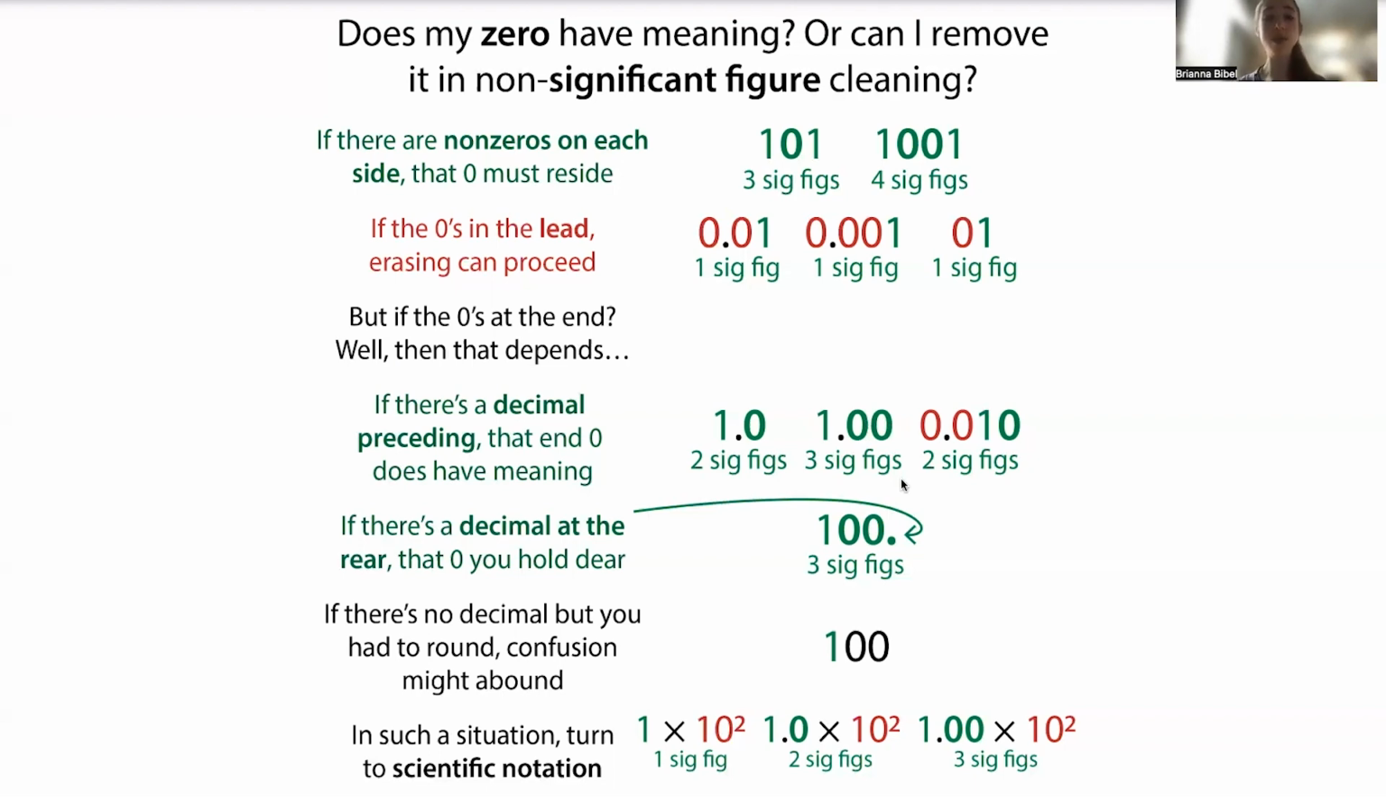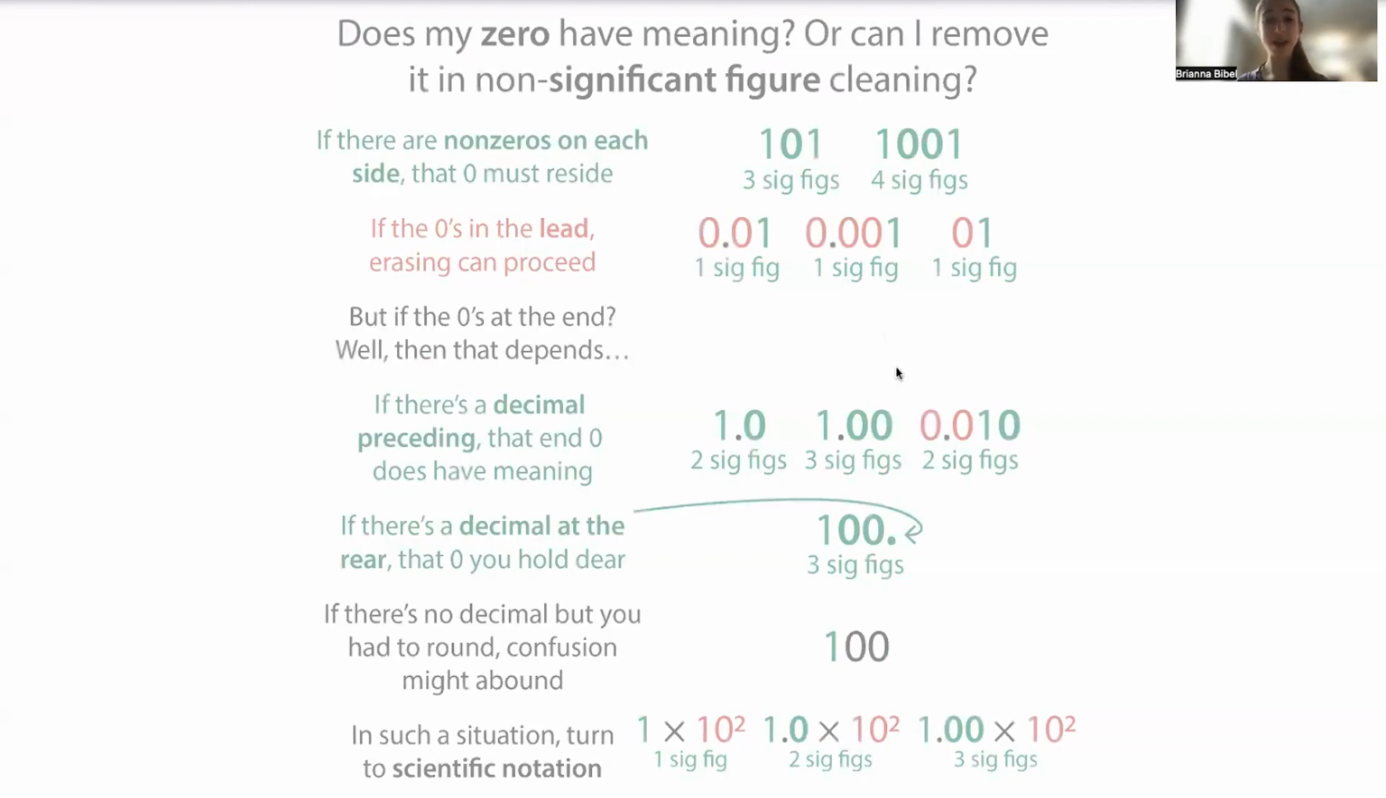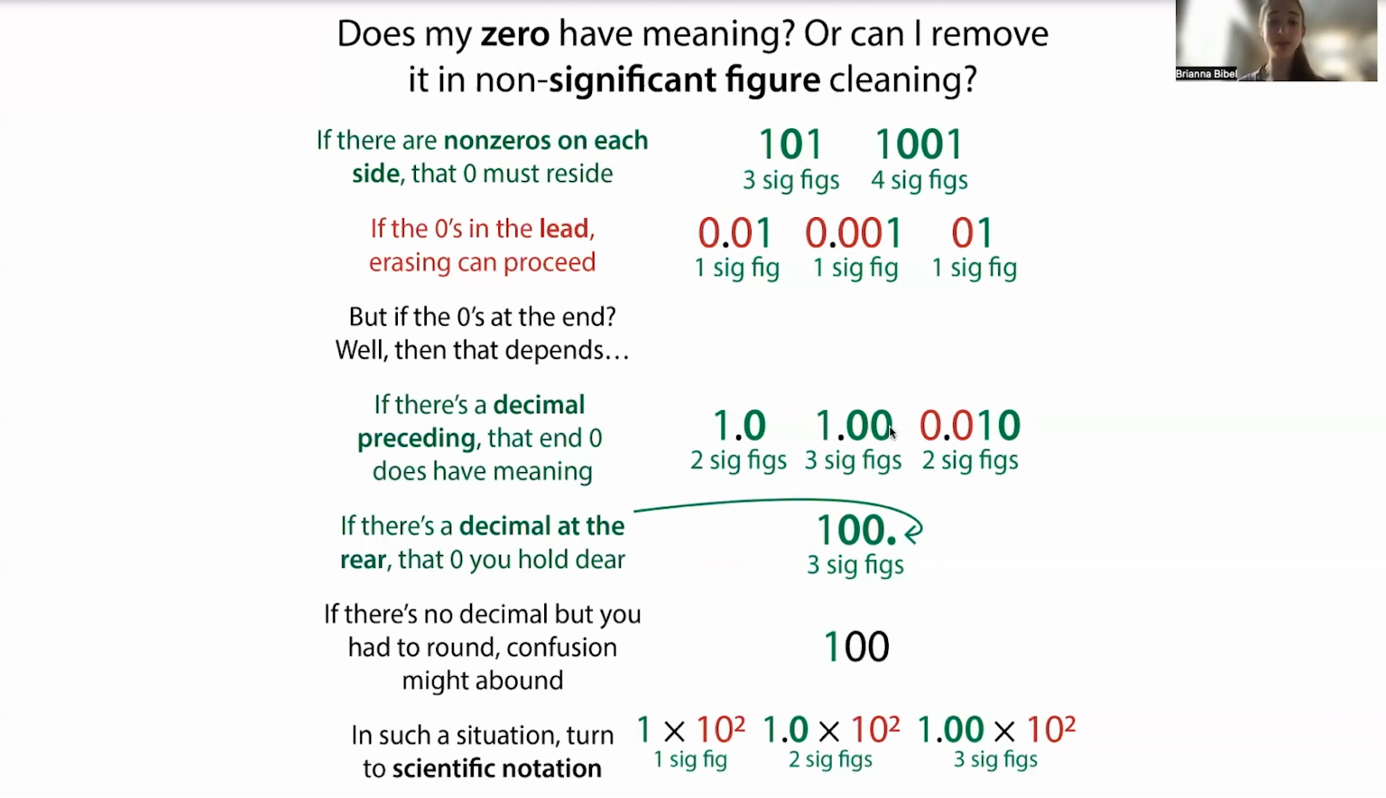If it was 1.01, we would say that's 3 sig figs because we have a 0 in between our numbers. But if we have 1.00, the zeros are after, but there's a decimal point. And so this allows us to see, yes, we are sure about these values. It's not the 1.00's fault that it would lie on the line, and these values really are significant. By using a decimal point, we can convey the significance of these figures. Similarly, if there's a decimal at the rear, then that 0 you hold dear.